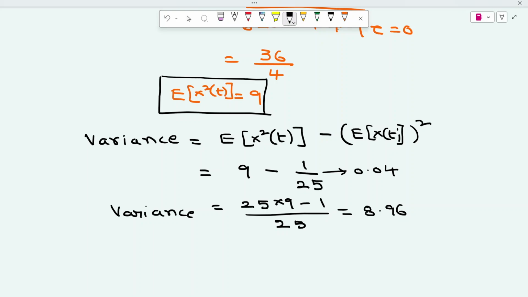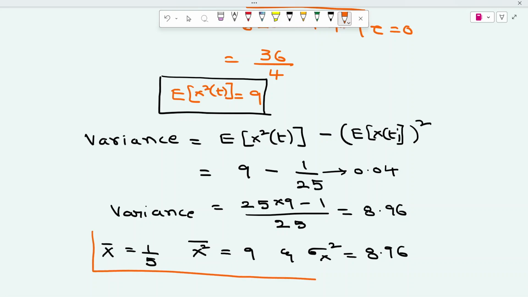So the variance value is 8.96. The mean value is 1 by 5, the mean square value is 9, and sigma x square, the variance, is 8.96. So these are the three values that we were asked to find from the given autocorrelation function. These are the final answers.